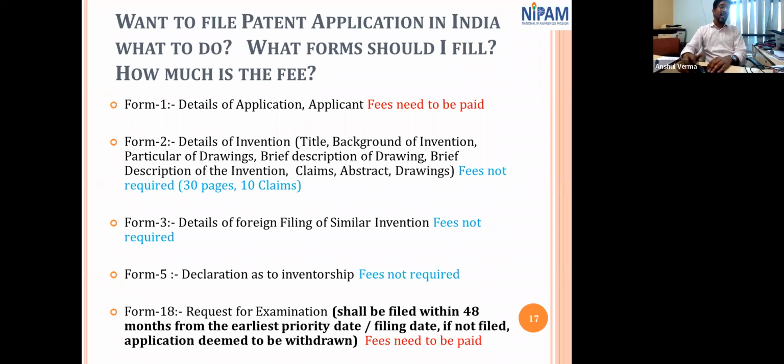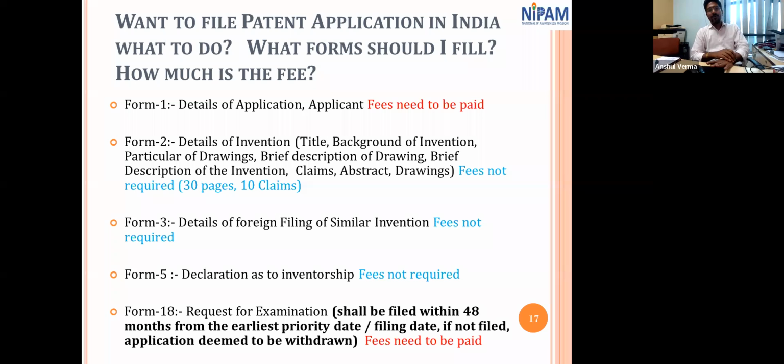Okay. And there are fees for the application. With form 1, you have to pay a certain amount of fees. With form 2, there is no fee as long as your description contains only 30 pages and a maximum of 10 claims. If you are submitting your invention with more than 10 claims, then there will be charges per claim. And if there are more than 30 pages of description, there will be extra charges per page, like for the 31st, 32nd page. Up to 30 pages and 10 claims, there won't be any charges.